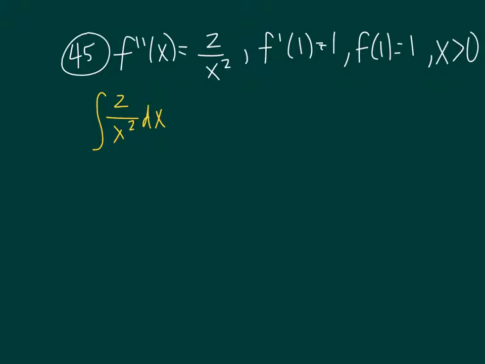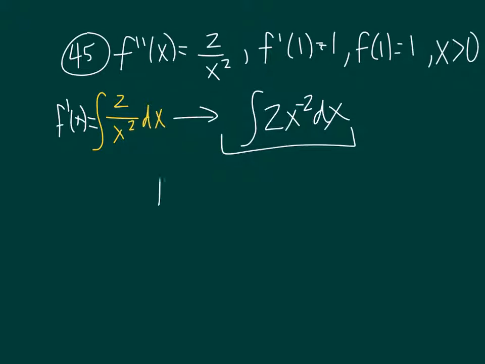So let's not forget how to do the easy integration. Rewrite it. This is the same thing as 2 times x to the negative 2. And so I can actually just do the power rule for this. So if this function on the inside is f double prime, then it's going to give me f prime, right? Like taking the integral, I'm going backwards. So if I do the power rule to this, I'm going to get that f prime equals 2 times x to the negative 1 over negative 1 plus c.